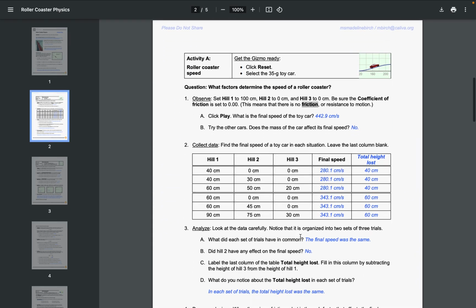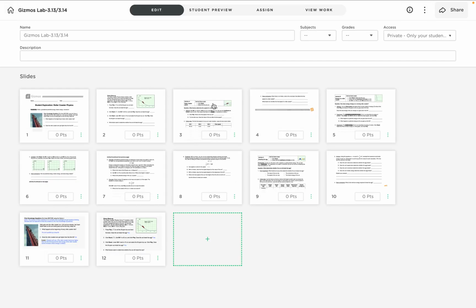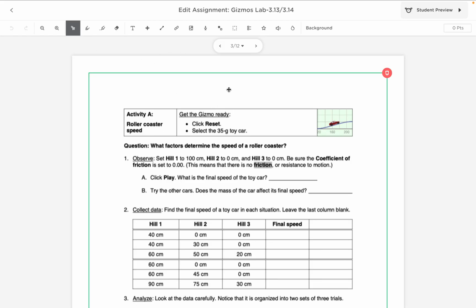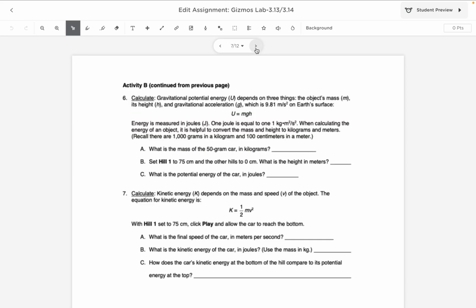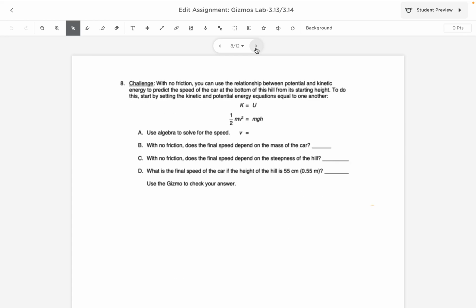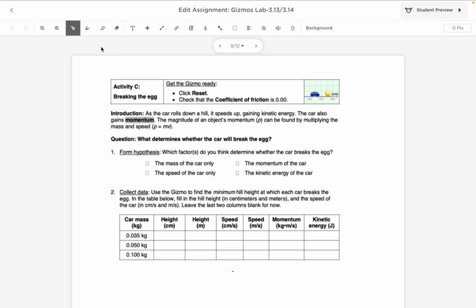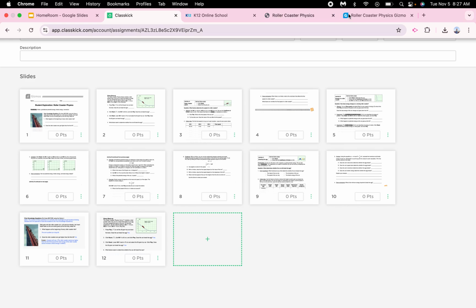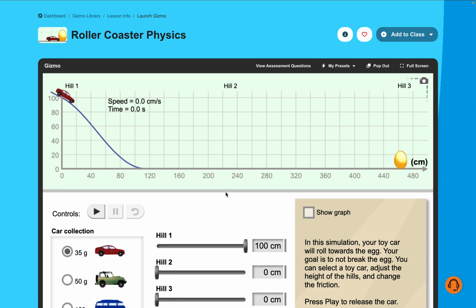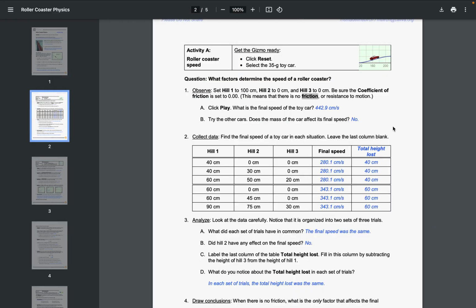I'm going to pick up here on activity A, which on your ClassKick is slide 3, okay? I'm going to go through slides 3, 4, 5, 6, 7, 8, and then I will stop at slide 9, leaving activity C for you and your group. So please open up your ClassKick and follow along with me as I do the roller coaster physics lab, which is on Gizmos, as well as the answers to the lab report that I am revealing now.